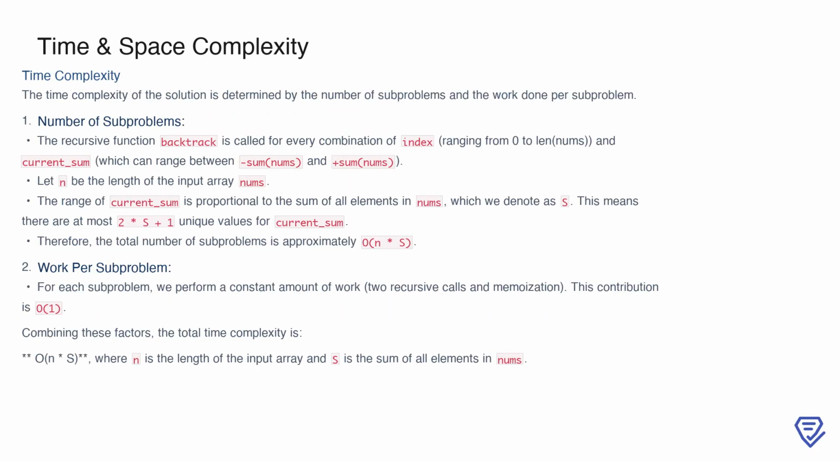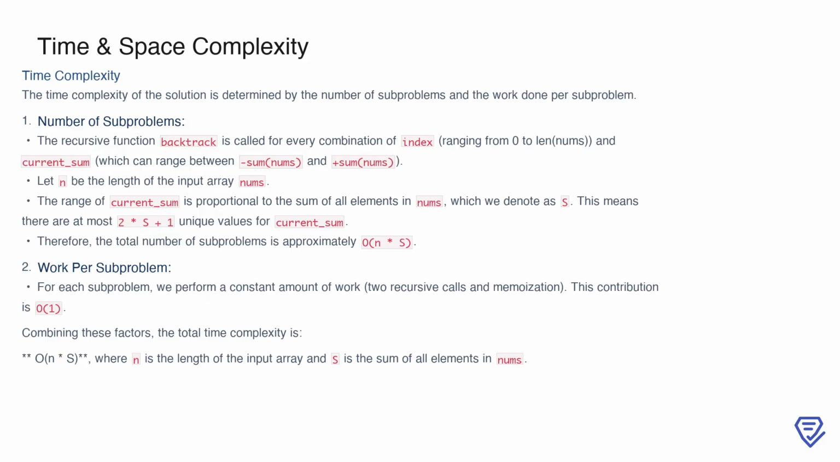Here, we analyze the time complexity of our solution by breaking it down into the number of subproblems and the work required for each subproblem. First, the number of subproblems is determined by the recursive function backtrack, which is called for every combination of index and current_sum. The index iterates over the length of the array nums, denoted as n, while current_sum can take values ranging from -sum(nums) to +sum(nums). This range is proportional to the sum of all elements in nums, which we call s. Consequently, there are at most 2s + 1 unique values for current_sum, leading to a total of n * s subproblems.